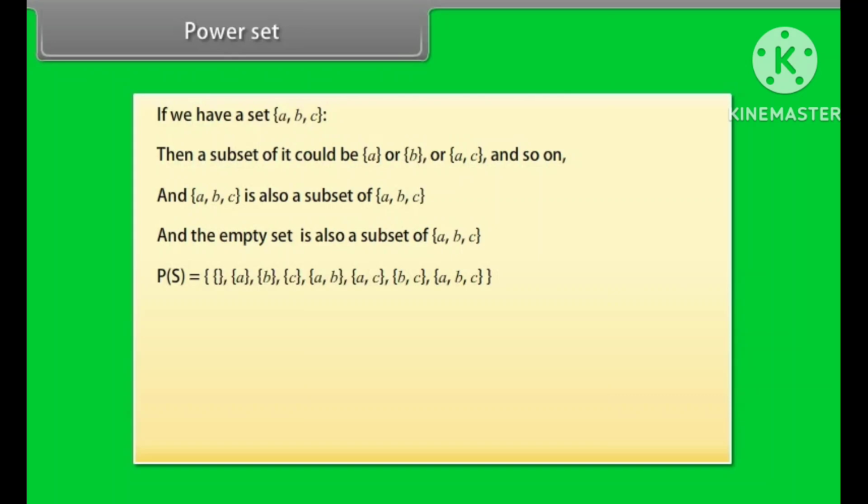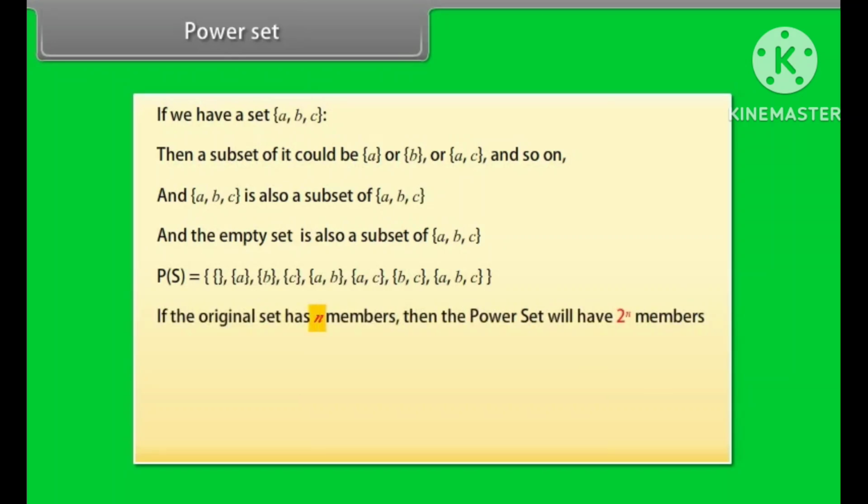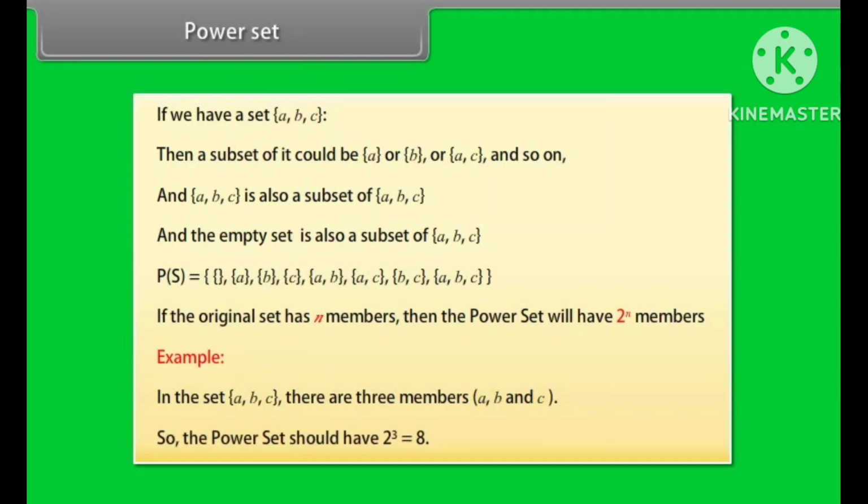PS is equal to {A, B, C, AB, AC, BC, ABC} along with the empty set. If the original set has n members, then the power set will have 2 raised to power n members. Example, in the set ABC, there are 3 members, A, B, and C. So, the power set should have 2 raised to power 3 is equal to 8, which it does.